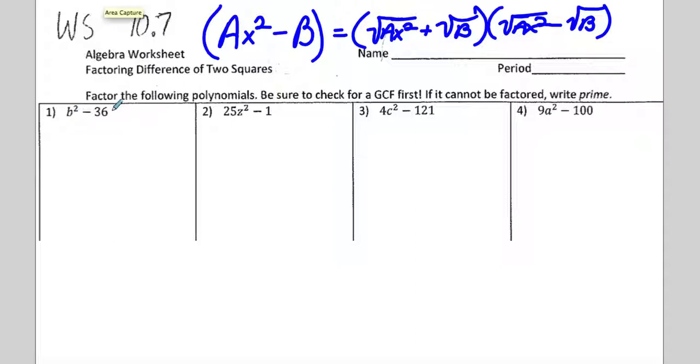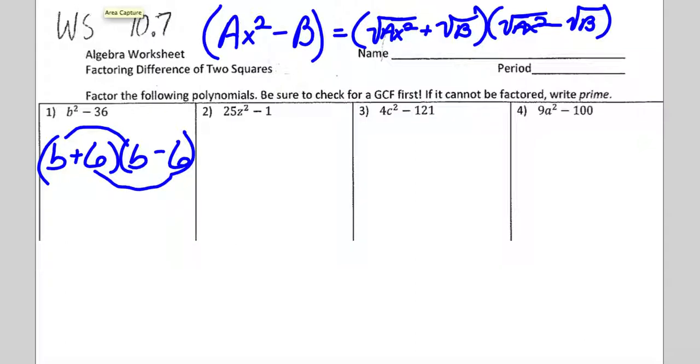Square root of b squared, I see two terms are being subtracted. The square root of b squared is b. Now it's important that the square root of the first term goes first in each of the parentheses. Square root of 36 is 6, so we'll go plus 6 minus 6. If you FOIL this back together, you would get b squared minus 36.